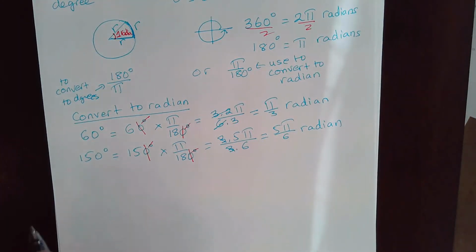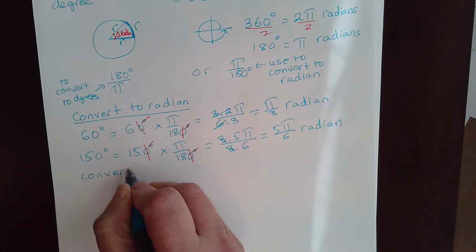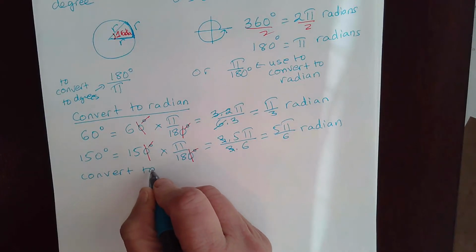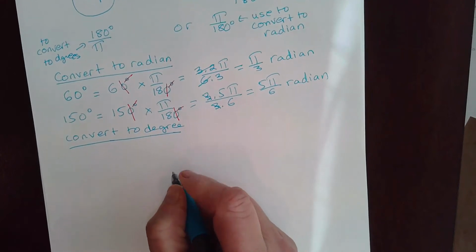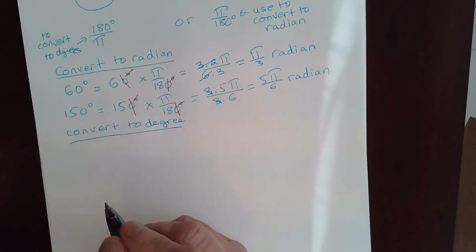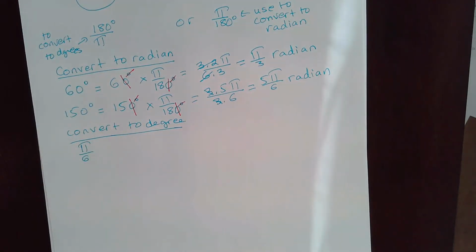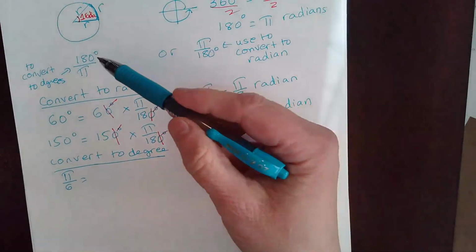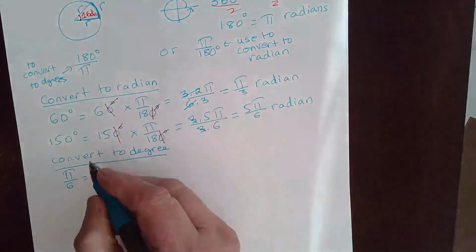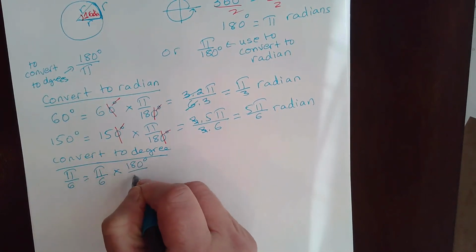Now, let's use an example where we convert a radian to degrees. So let's have one example. For instance, you have pi over 6. Now, to convert it to degrees, I'm going to need to multiply by 180 over pi. So pi over 6 times 180 over pi.